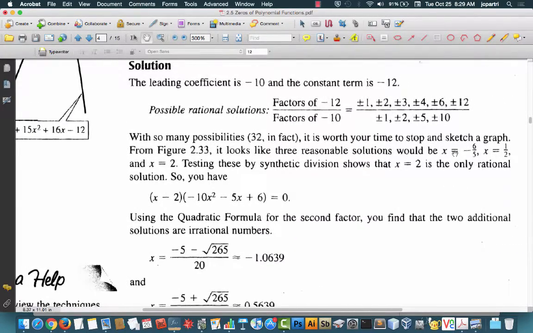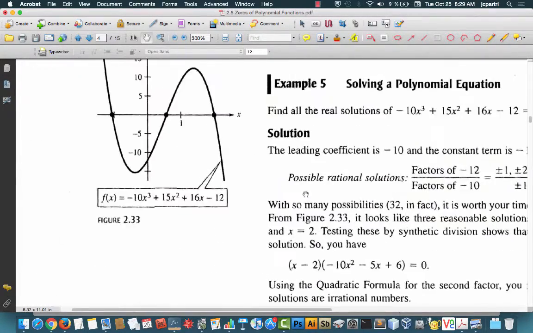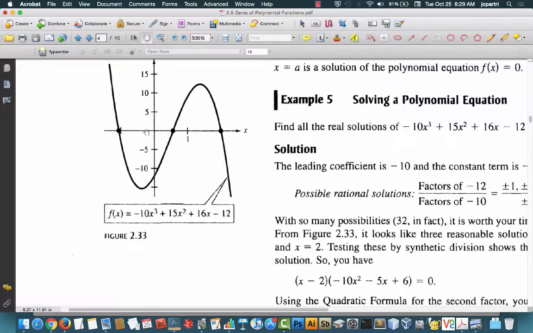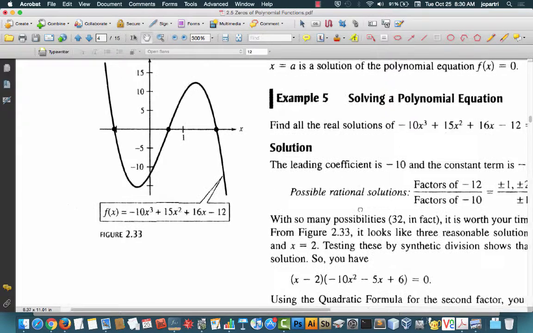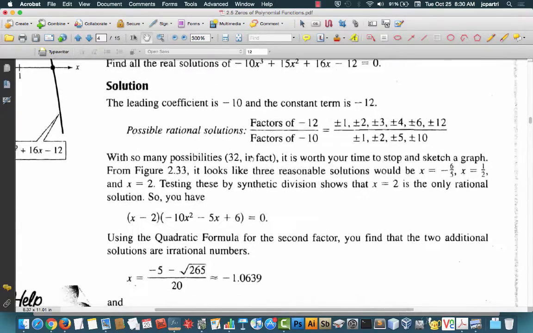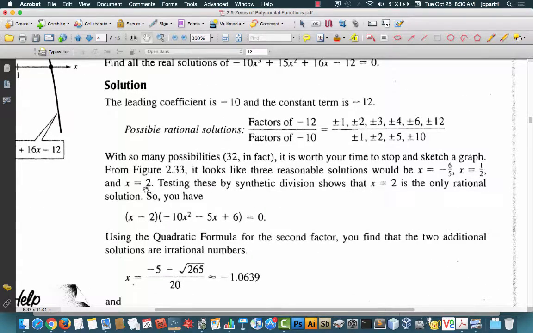They say here that x equals -6/5 is a possible solution, but they didn't do a very good job. Well, maybe they did. This would be -1, right? And so this is just a little bit more than that to the left. So okay, -6/5 would be a possible solution. And x equals 2. Testing these by synthetic division shows that x equals 2 is the only rational solution.